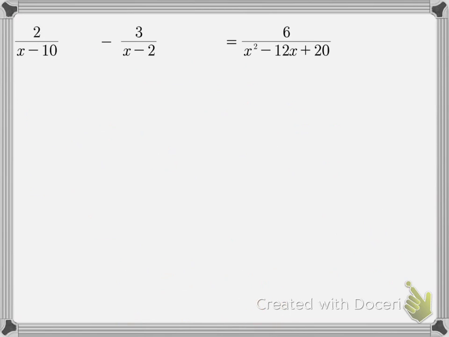Okay, so final problem. What you're going to want to do to even begin the problem is factor this. What that factors to is x minus 10 times x minus 2. Just like every other rational problem, you're going to want to get rid of this stuff on the bottom. So because of this guy, start multiplying everything by x minus 10.